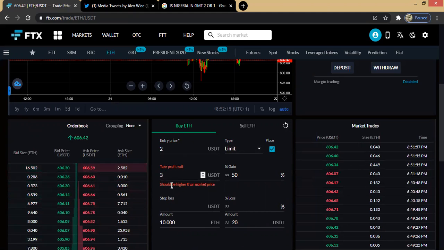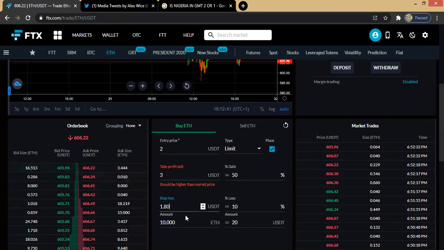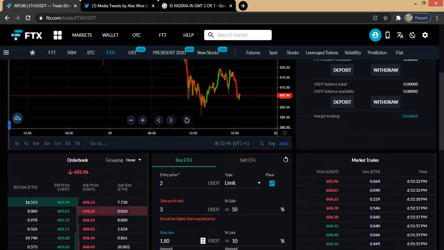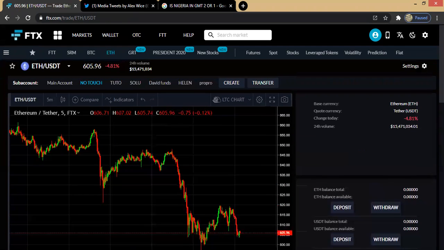Okay, so it's showing us this error now because, you know, this is Ethereum. This is not the price. That's why it's saying here it should be higher than the market price. But if this were the feeder we are talking about, we would not be having this kind of error, right? So let's say you're buying at 2, you want to sell at 3, and you want your stop loss to be at probably 1.80. Put your stop loss there, 1.80, and then you go right ahead and click on buy. All right, so that's just how to go about purchasing on the spot market.